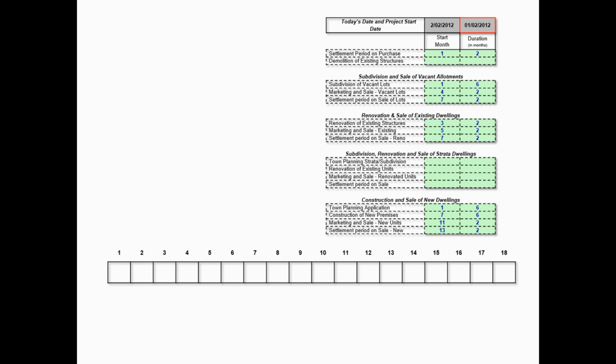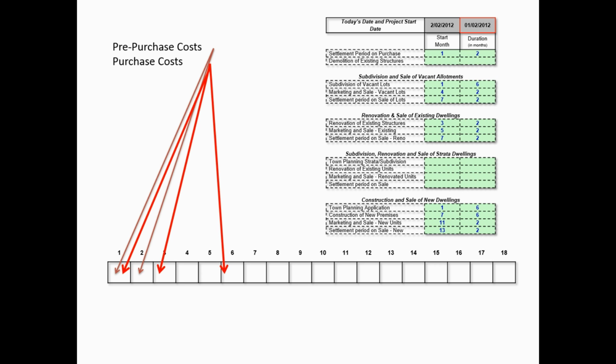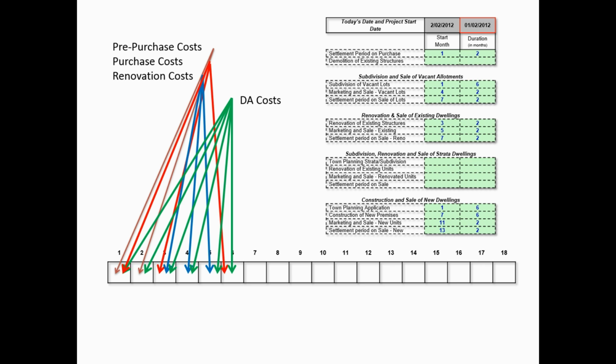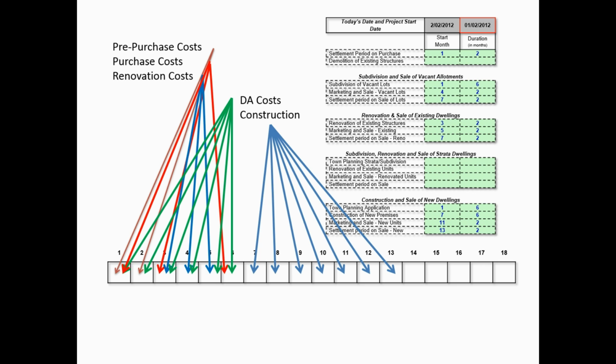In the first case, the pre-purchase costs are distributed over the first 2 months of the project. Next, the purchase costs are distributed with the deposit being paid in the first month, the balance on settlement being paid in the third month, and the stamp duty paid at a later date depending on the rules in each state. Then we have the renovation costs being paid over 3 months. An additional month is added to allow for deposits and trailing expenses. We then have the development application costs paid out in months 1 to 6 as per the numbers in the timeline plan. The construction costs are distributed as per the distribution specified in the data entry sheet.